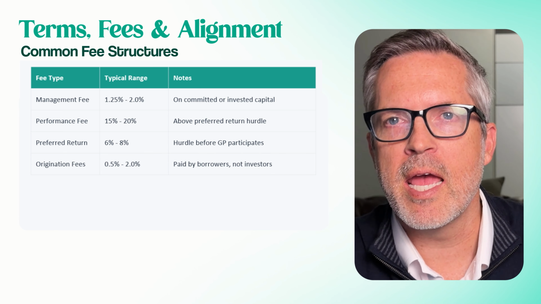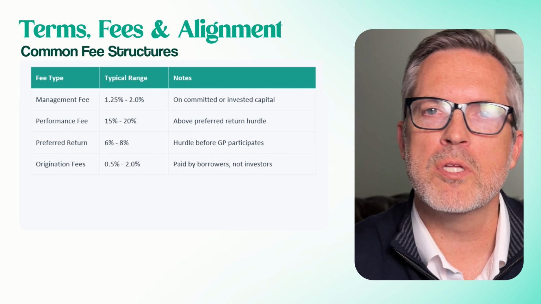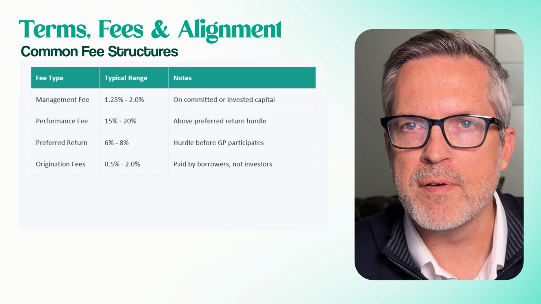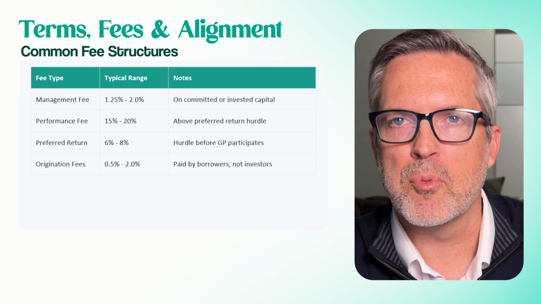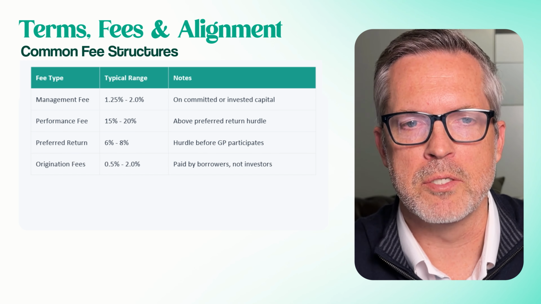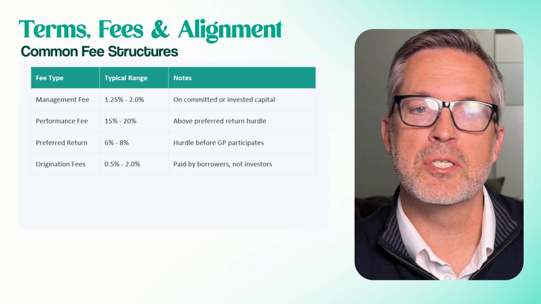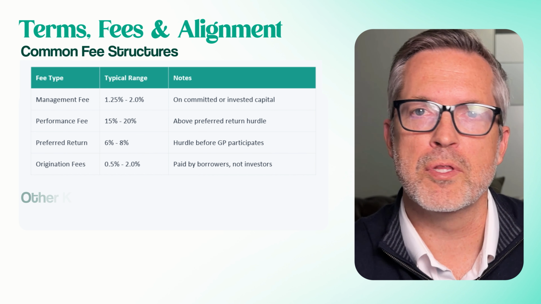Which usually is 6 to 8% is the preferred return. Then once you've gotten that, then you start splitting the profits with the sponsor above that. And that split might be anywhere from 15 to 20% of the profits going to the fund manager. You're still getting the lion's share in addition to that 6 or 8% preferred return that you've already gotten.